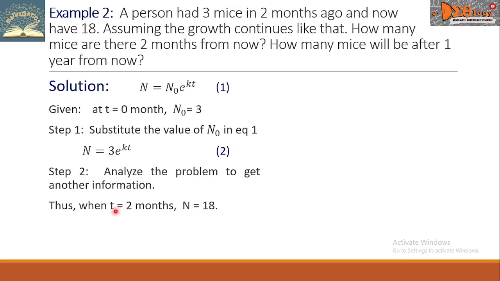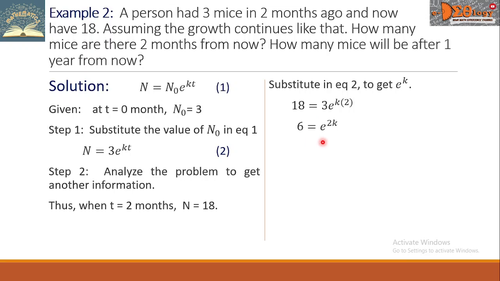Take note that when t equals 2 months, n is equal to 18, or the number of mice is 18. Therefore, we're going to substitute the corresponding values in equation number 2, and in that case, we will get e raised to k. Equation number 2 now becomes 18 equals 3 times e raised to k times 2. We can simplify our equation by dividing by 3. The left side becomes 6 equals e raised to 2 times k.